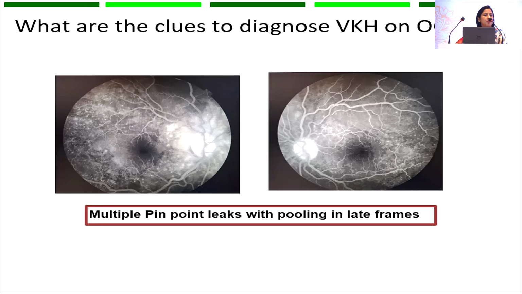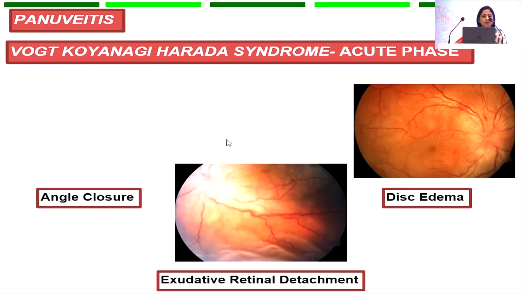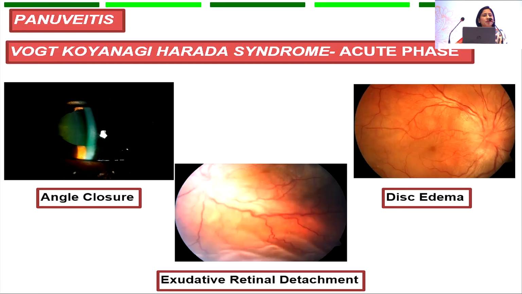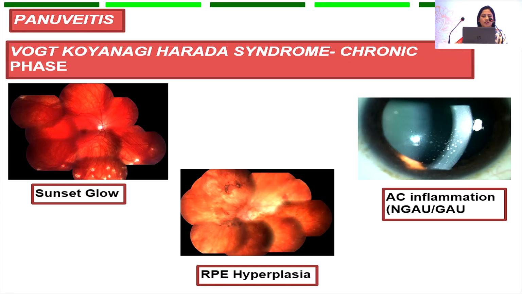When you do an FA, you see the starry sky appearance with late pooling. These multiple pinpoint leaks, that's a starry sky appearance, and this leakage, that's the pooling of the dye in the late frames. In acute phases, there can be different presentations like angle closure, exudative retinal detachment, or only disc edema. So for disc edema, if you've ruled out all other causes, VKH is also one of the causes.